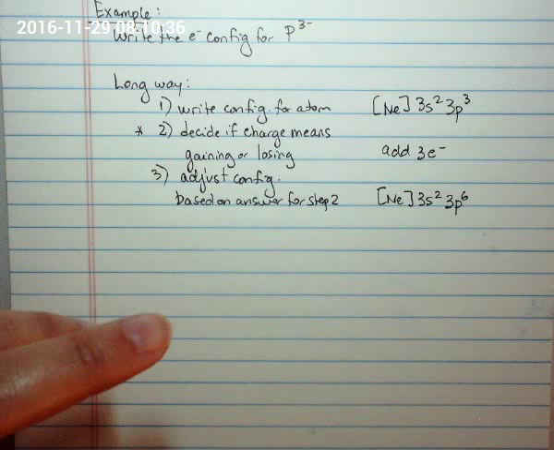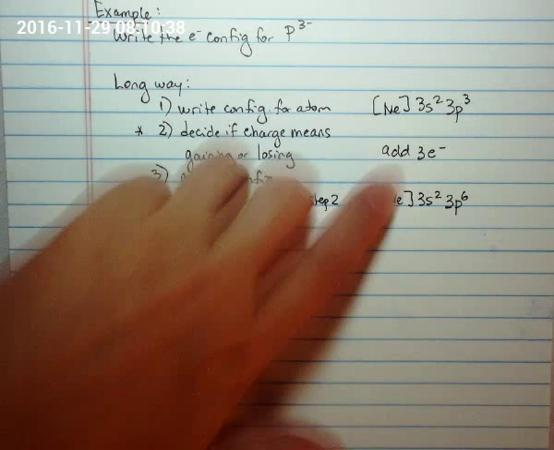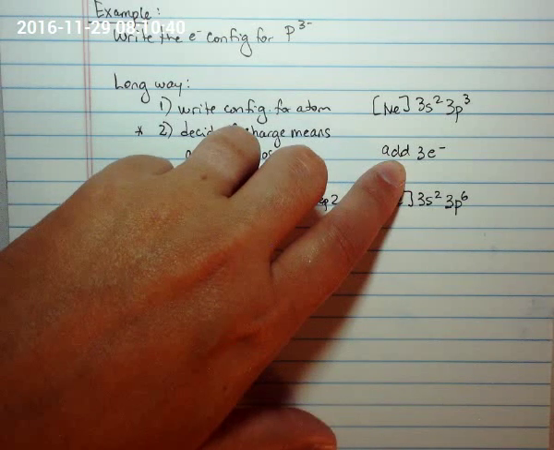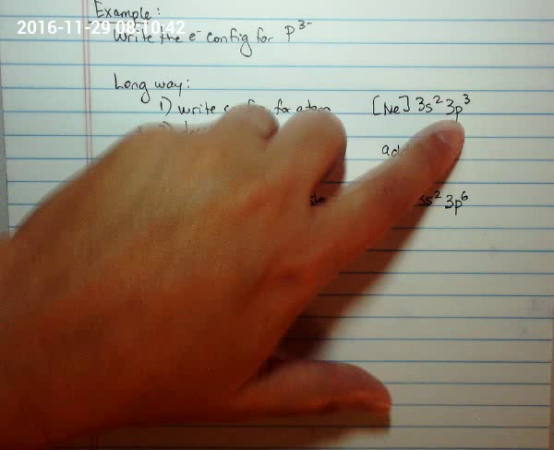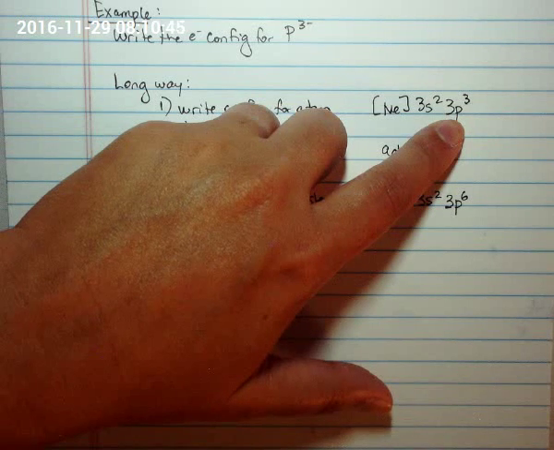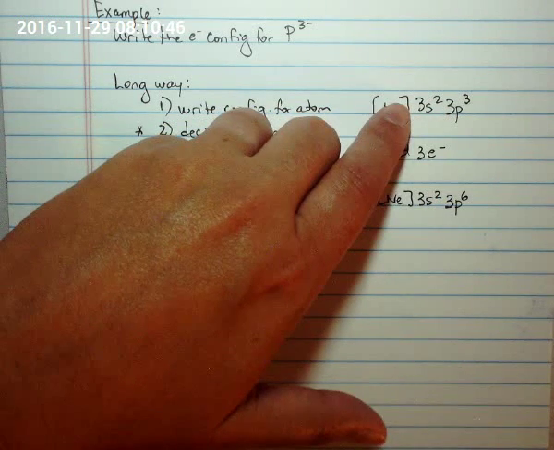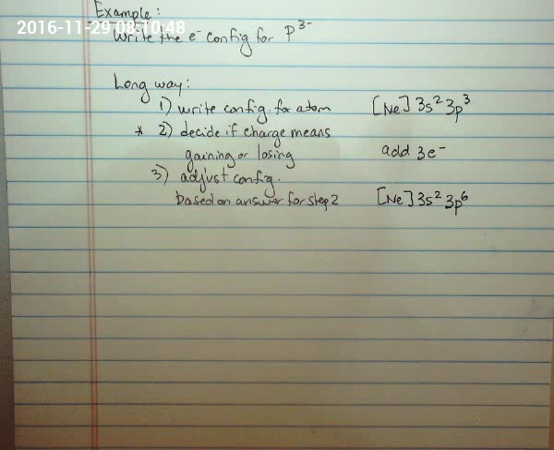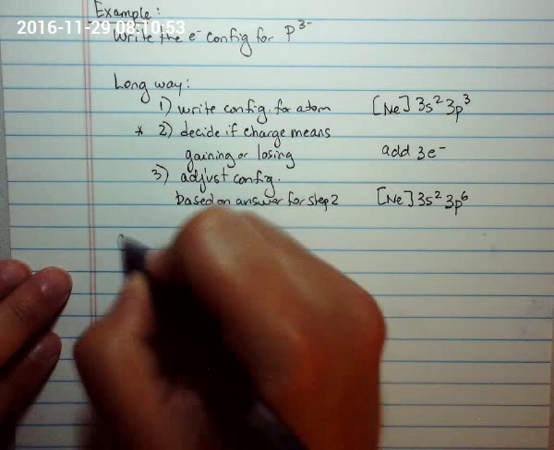What if you were losing electrons? What if you had to take away 3 electrons? Where would you take them away from? You would take them from 3p, and then if you still had to take more electrons away, where would you go next? To the 3s. Okay? All right, now, so that's a long way. Let's do it the cheap way.